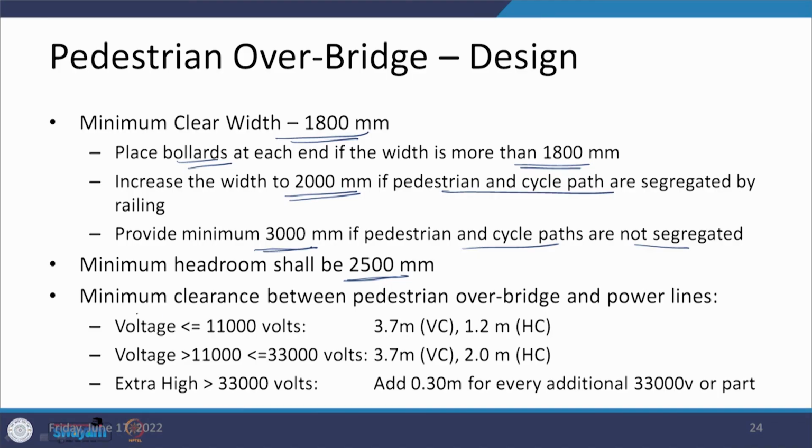Then vertical clearances are also being looked at with respect to the power lines, and it says that under three categories, if it is 11 kV, then the vertical clearance should be 3.7 meters and the horizontal clearance should be 1.2 meters. This horizontal clearance increases to 2 meters if the voltage changes from 11 to 33 kV. If it is more than 33 kV, then whatever these values are, we add 0.3 meters for every additional 33 kV or part thereof. So, that is how the values will keep increasing.